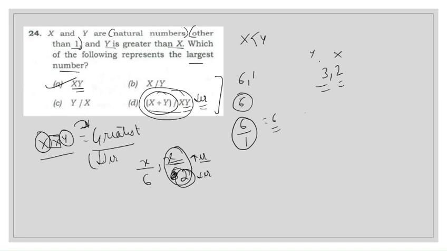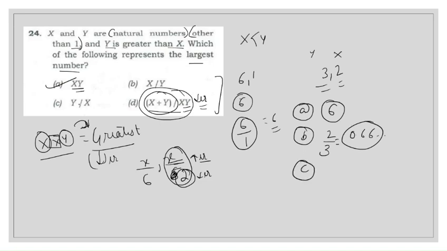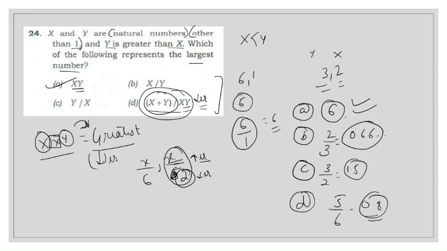So suppose this is x and this is y, because y is greater. After multiplying we get 6, like the option A that we have. In option B we have x upon y, so this will give us 0.66 something. So even this is of course much smaller than 6. The third option is y upon x, so it will be 3 upon 2, which is equal to 1.5. Then in D we have x plus y divided by x into y, which means 5 upon 6. This will be somewhere around 0.8, which is again smaller. So the largest number here is 6. That is the reason it will be option A. The answer will be A.